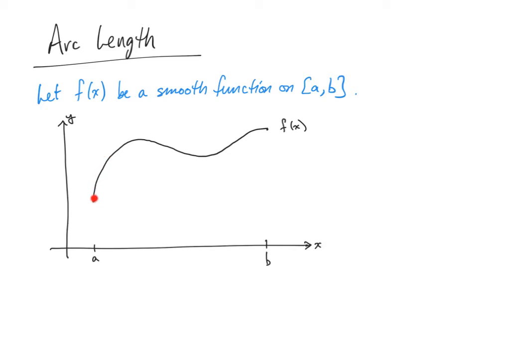So imagine you had a string or something, and you placed it right on top of this curve, and then you picked it up and you wanted to measure how long that string was. That's what the arc length of this curve is. So we want to determine the length of the curve from A to B.